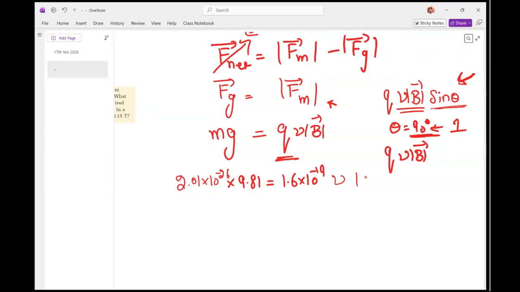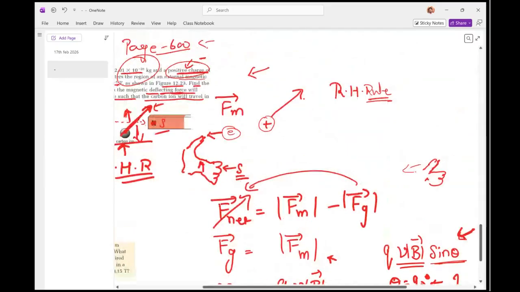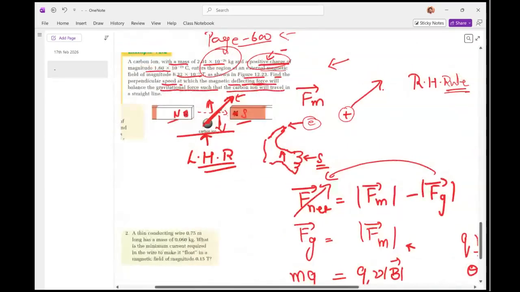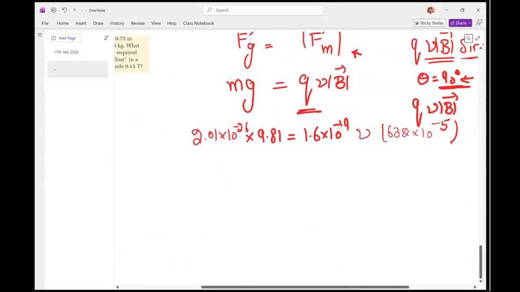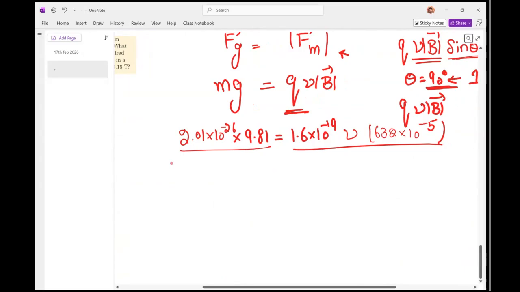And the magnetic field is given to us, that is 6.32 times 10 raised to the power negative 5 Tesla. That's what's given to me in the question. Now I will divide both sides by 1.6 times 10 to the negative 19, and the 6.32 multiplied by 10 to the negative 5.